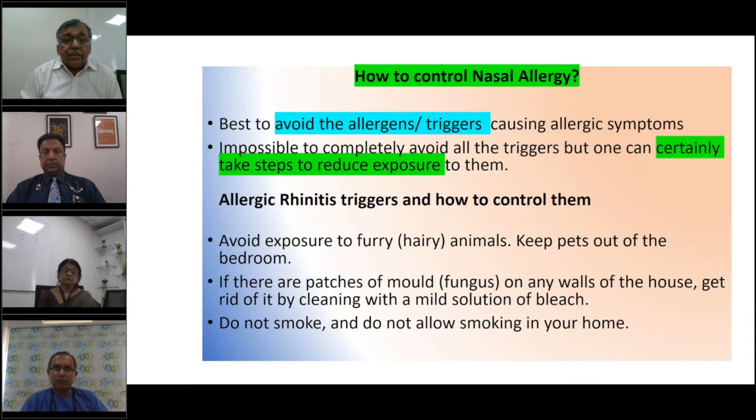How to control nasal allergy? The best way is to avoid the allergens and triggers causing allergy symptoms, such as molds, dust, mites, and carpets in the house. It is impossible to completely avoid all the triggers, but one can certainly take steps to reduce exposure. Avoid exposure to hairy animals, and keep pets out of the bedroom. If there are patches of mold or fungus on any of the walls, get rid of them by cleaning with a mild solution of bleach. Do not smoke and do not allow smoking in your home.